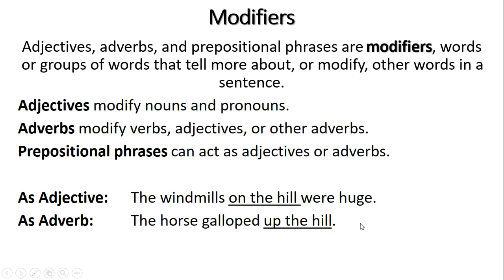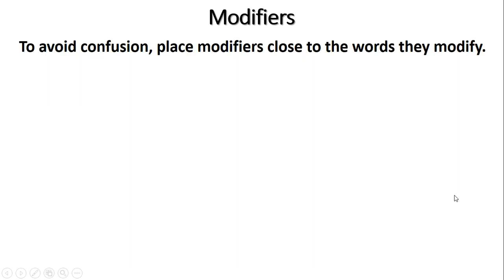So here are a couple of examples of prepositional phrases. One of them is being used as an adjective because it's describing a noun. One of them is being used as an adverb because it's modifying the verb. Now let's delve a little bit closer into where the prepositional phrases are going to be found in the sentence.